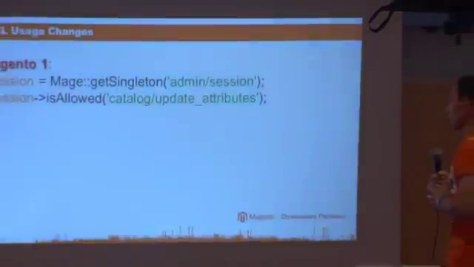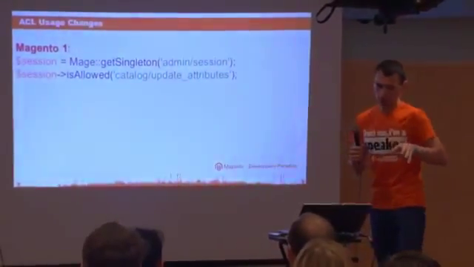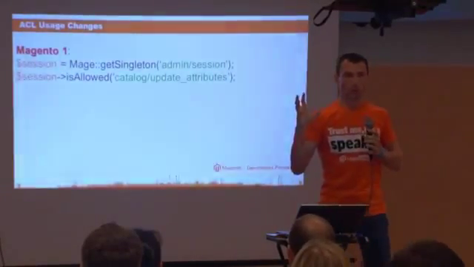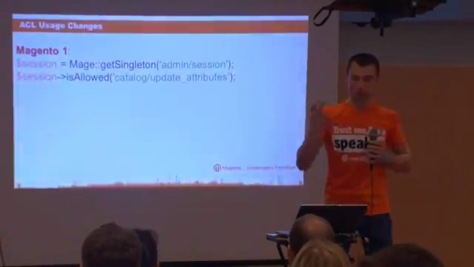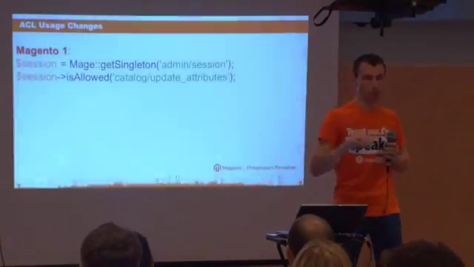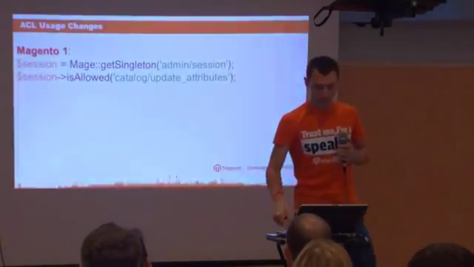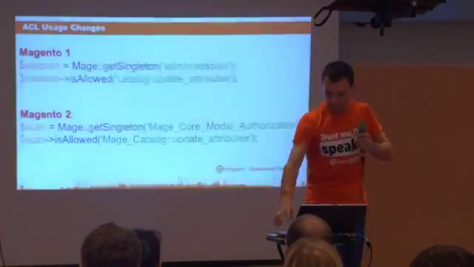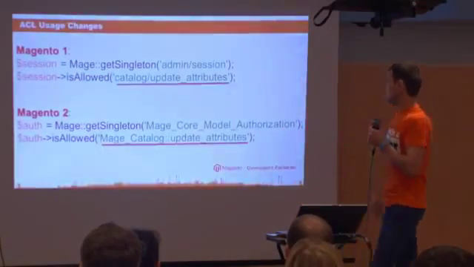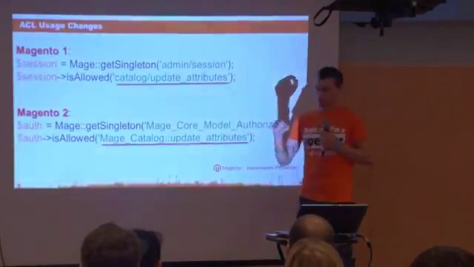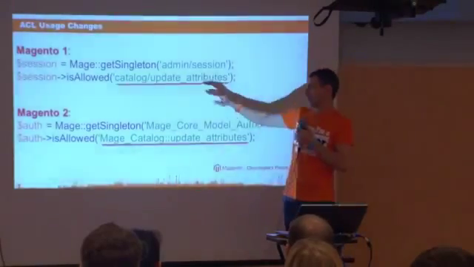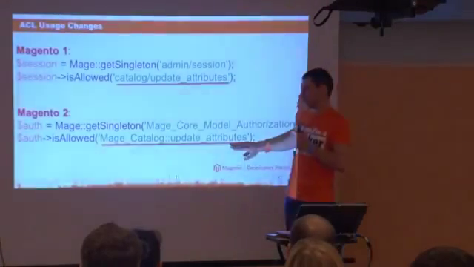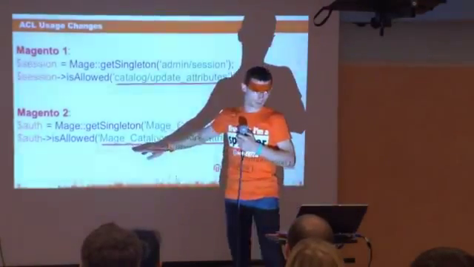According to these changes in configuration, we have to change the ACL usage. This is an example: if you want to know if some resource is allowed for some role in Magento 1, you have to use this code. But in Magento 2, you have to use this code. What is the difference? The first difference is that currently in Magento 2 we don't use the ACL resource path when we want to know if this resource is allowed for some role. We have to use the resource identifier instead.